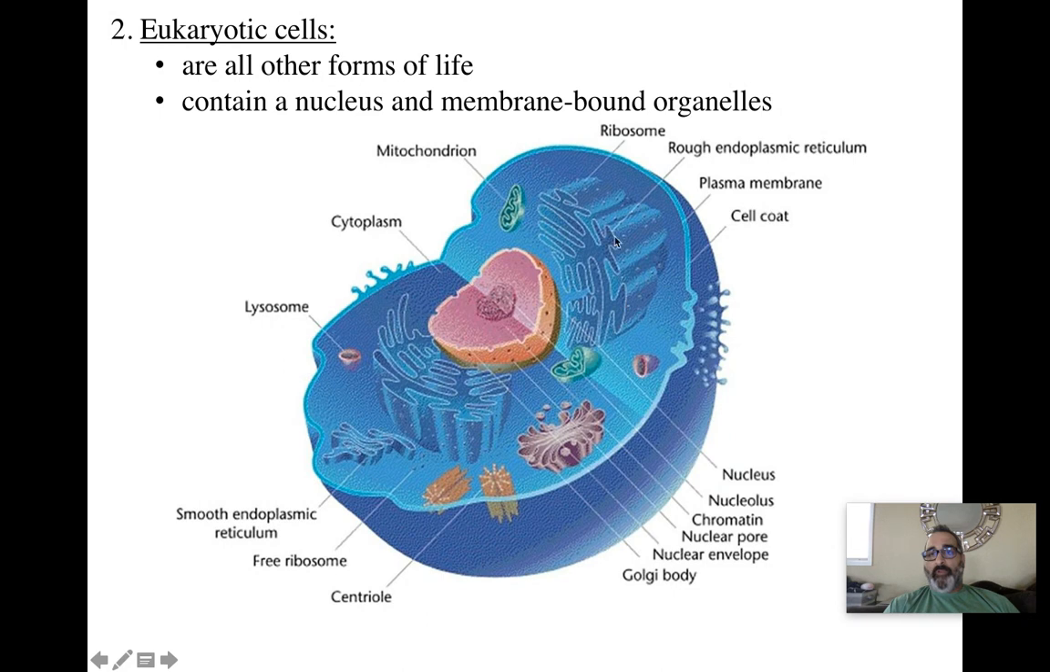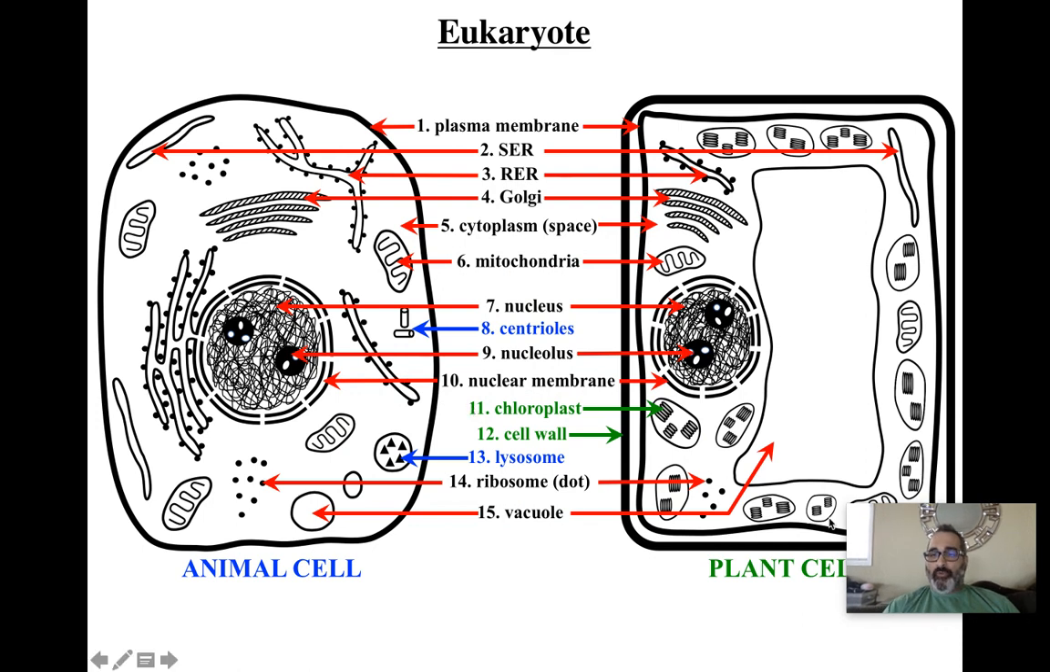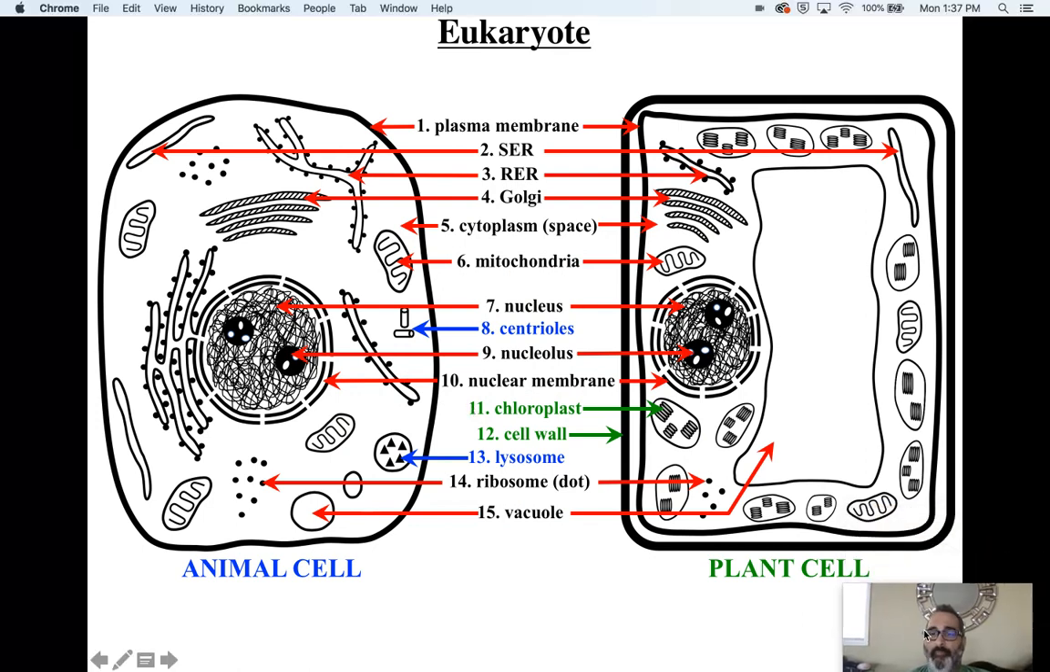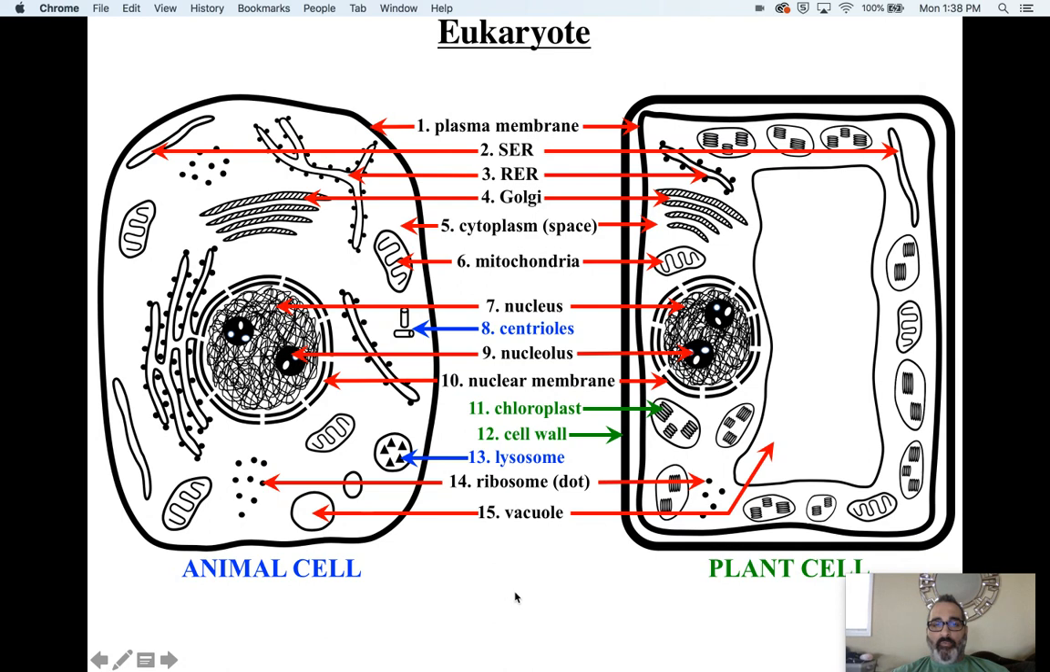Over here, these are membrane-bound. This is membrane-bound. This is membrane-bound. Let's see what else we got here. These are membrane-bound. Lysosomes are membrane-bound. So you have a lot of membrane-bound parts. If it has a membrane around it, you will not find it inside of a prokaryote or bacteria. You can only find it inside of a eukaryote. Here's a picture showing you the parts, what they're called, and what they do.